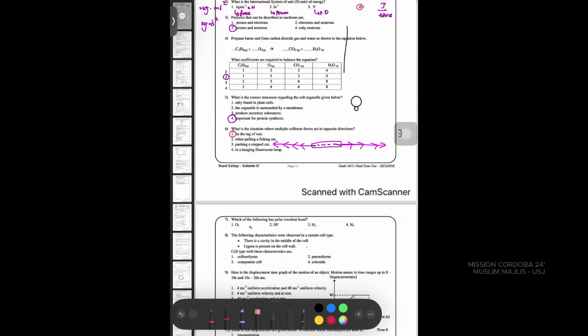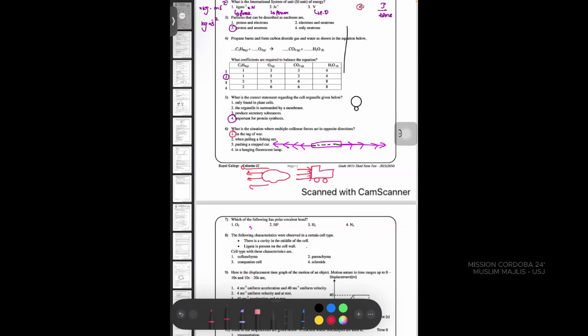When you pull a fishing net, forces act only in one direction because we need to pull, no? So it is not an opposite direction force. Because of that, it's wrong. When you try to push a stopping car, you have to push in the same direction. So there we don't have opposite direction forces.